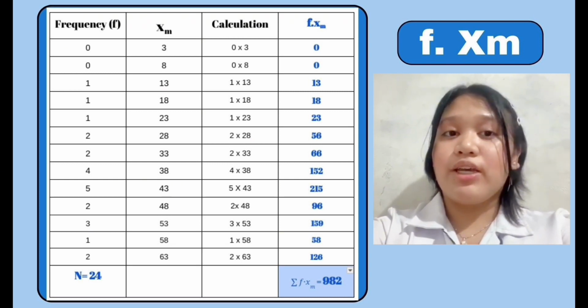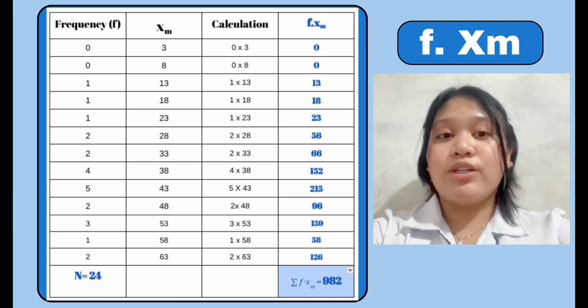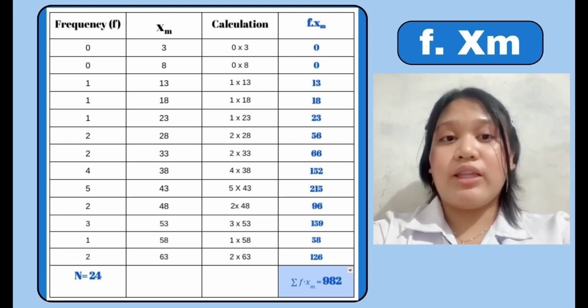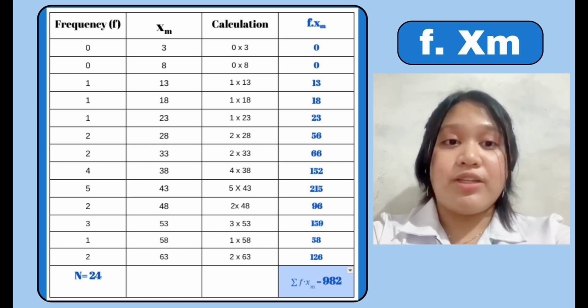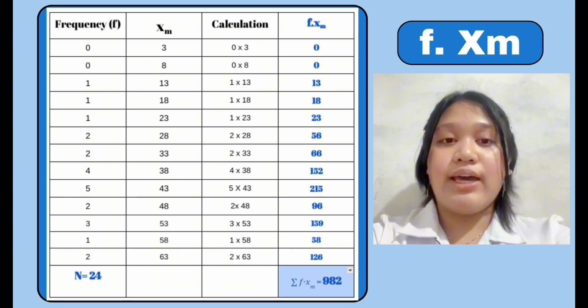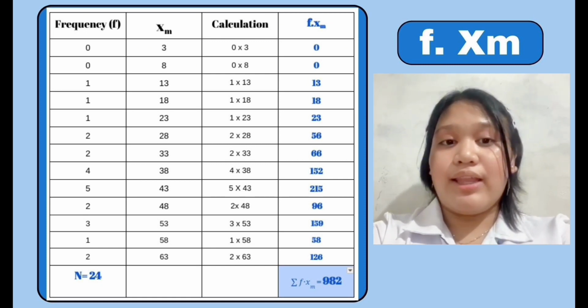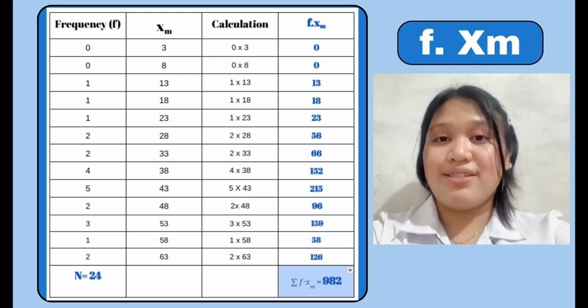4 times 38 is equal to 152. 5 times 43 is equal to 215. 2 times 48 is equal to 96. 3 times 53 is equal to 159. 1 times 58 is equal to 58. And lastly, 2 times 63 is equal to 126.